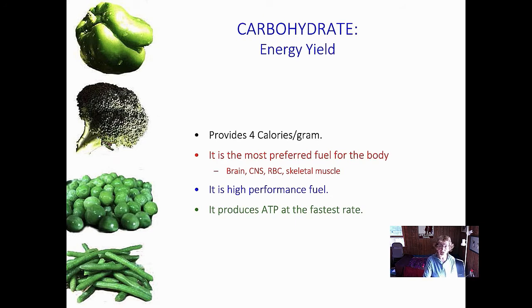Carbohydrate provides 4 calories per gram. It is the preferred energy source for the body, the brain, the central nervous system, the red blood cells, skeletal muscles. It's what the body needs for energy. The body requires carbohydrates, specifically glucose, which we'll talk about in a few minutes. It is the primary fuel that provides energy for high-intensity, short-duration exercise, which is why folks following the low-carb diets may have difficulty with their sprinting or their high-intensity exercise because their muscles need lactic acid, which comes from carbohydrate. Carbohydrates provide us with the energy currency of the cell, the ATP, at the fastest rate.